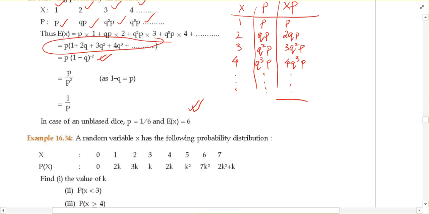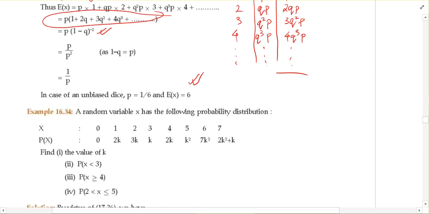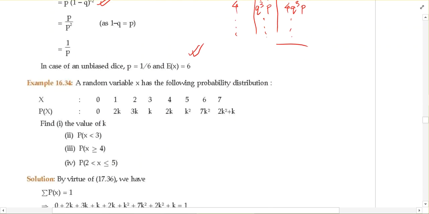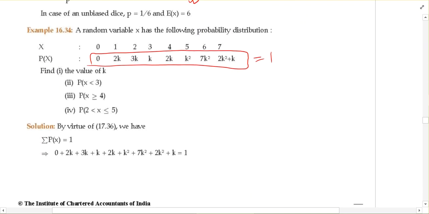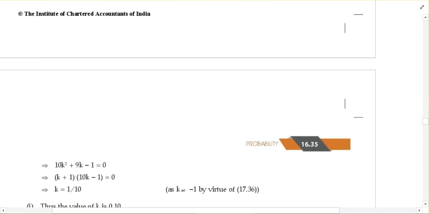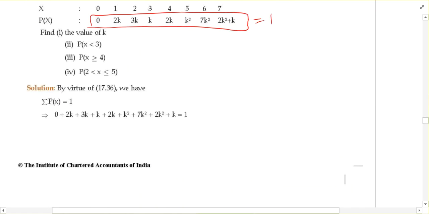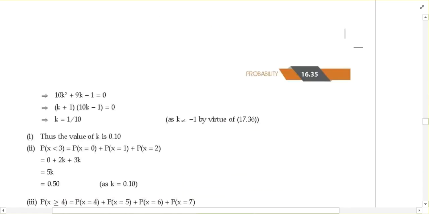Okay, so now a random variable x has the following probability distribution. This will give you some trouble at first sight, but never forget that the sum of probabilities is equal to 1. So 7 and 2, 9, and there is 10k square plus 9k. 10k square plus 9k is equal to 1. That means a quadratic equation.